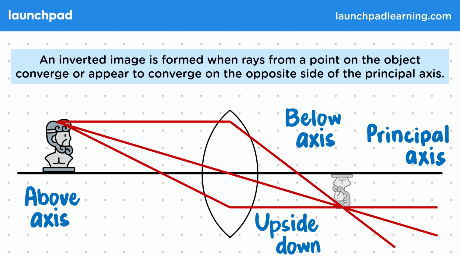For your exam, though, you can just define an inverted image based on where the rays converge in relation to the principal axis. Also, don't get confused and think that all real images are also inverted, even though that's what you'll see for the types of lenses you study at GCSE. Now let's go back to the fact that this is also a real image. How would we see this kind of image?